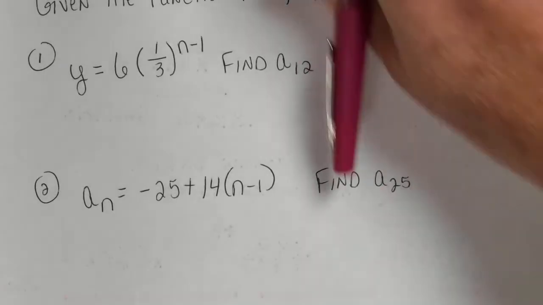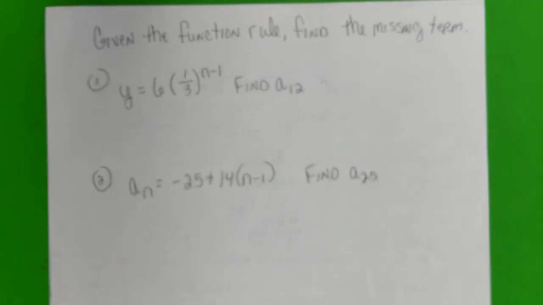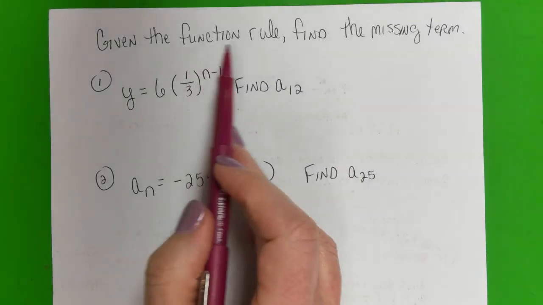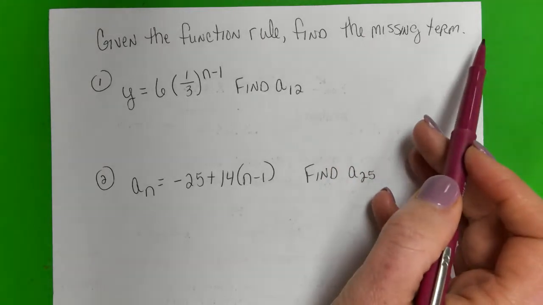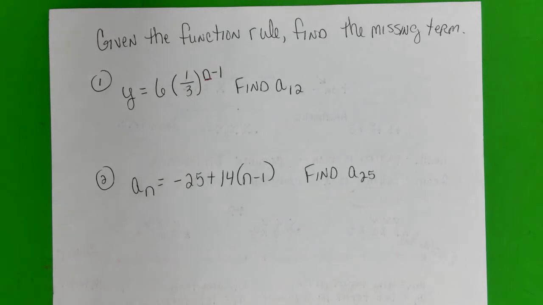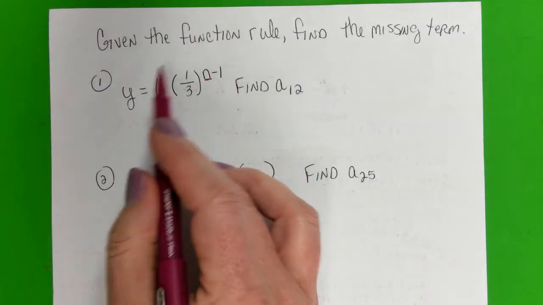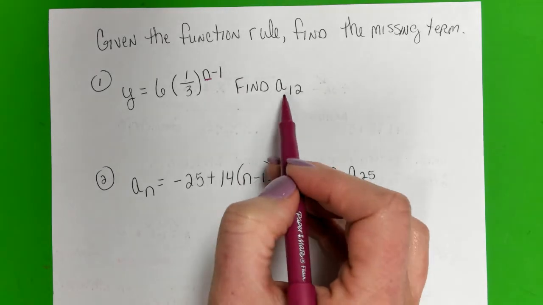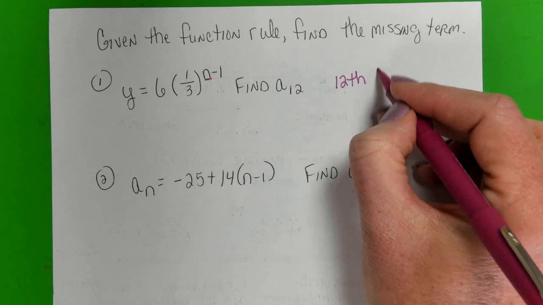Okay, so either answer is okay. Now I also want us to look at, okay, what do we do with these function rules? Why are they helpful? So here are two examples. It says, given the function rule, find the missing term. Well, remember we said that the n represents the term number. So if I've given you this function rule, this is for geometric, find a sub 12. So this is basically saying find the 12th term.